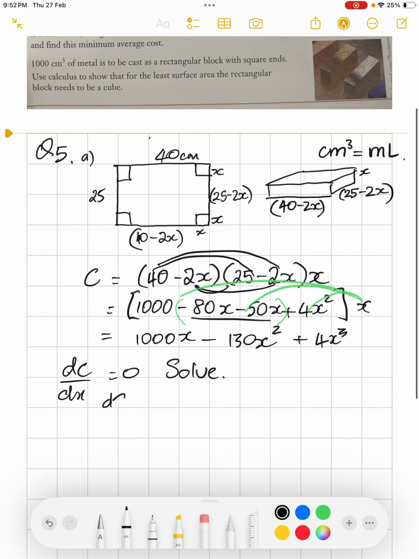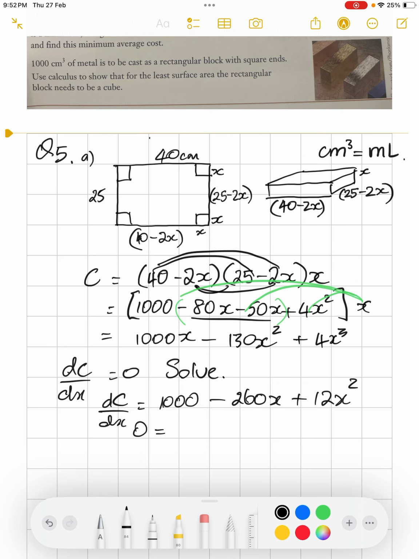So dC/dx would be 1000 minus 260x plus 12x squared. So let's divide everything by 2 for now. So 500 minus 130x plus 6x squared. We can divide it by 2 again. So we've got 250 minus 65x plus 3x squared.